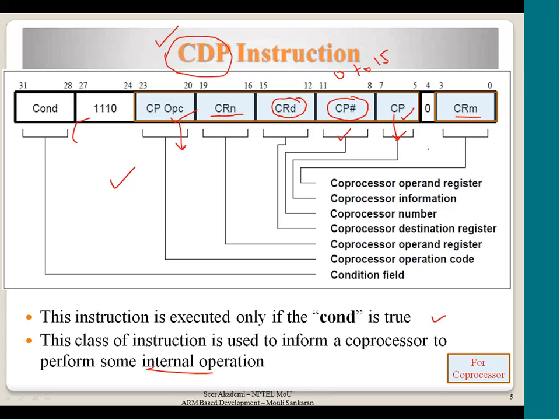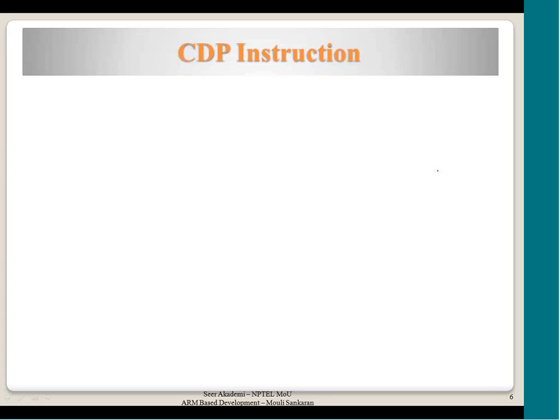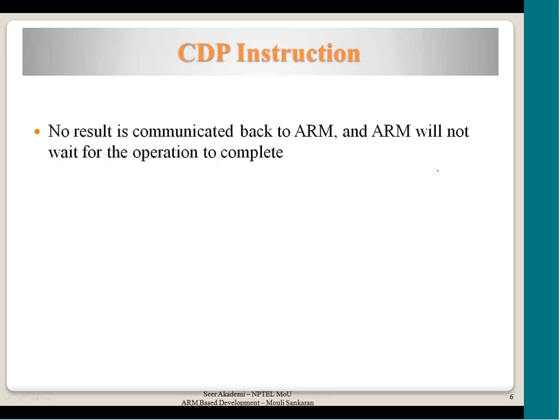So whatever I am showing in blue in the color coding is the parameters which are meant for coprocessors and ignored by ARM. Similarly, coprocessors ignore these bit patterns, and then they look at the other patterns which are specific to them. Okay. So here no result is communicated back to ARM.